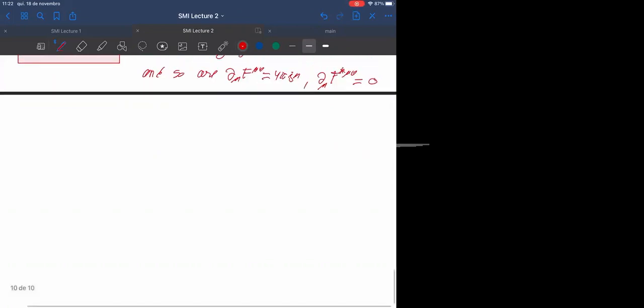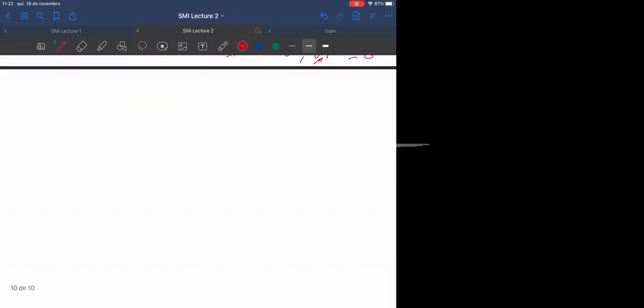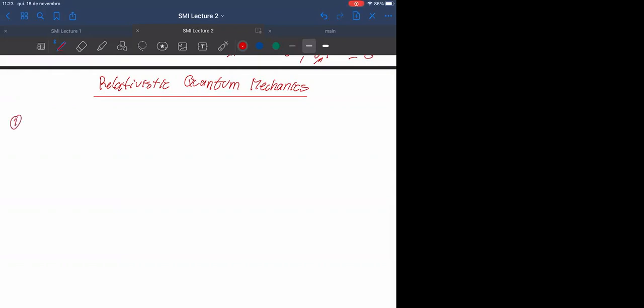So let's start with relativistic quantum mechanics. This is some sort of a revision again, but of important concepts and things that are going to be useful in what follows. So let's start first with the Klein-Gordon equation.